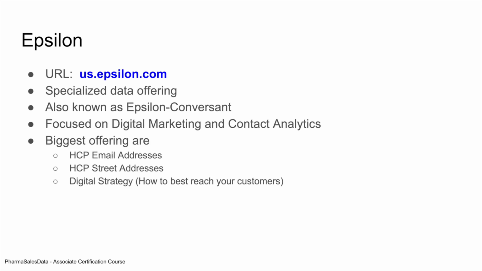Epsilon, us.epsilon.com, a specialized data offering, also known as Epsilon Conversant. They are focused on digital marketing and contact analytics. Their biggest offerings are HCP email addresses, HCP street addresses, and a digital strategy on how to best reach your customers. You can imagine HCPs change email addresses often, and they often change the places where they practice medicine. So Epsilon helps clear that up for pharma companies.